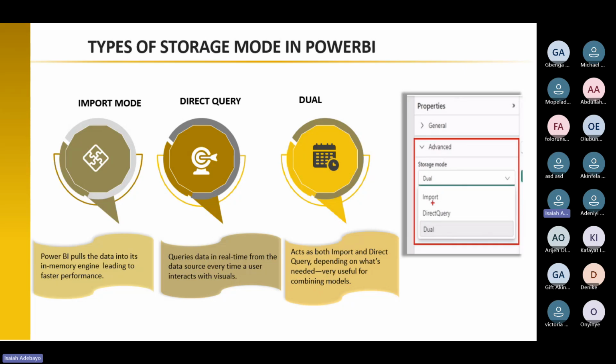So when we talk about import mode, we are just talking about pulling your data into your in-memory engine, leading to faster performance. We'll talk about that later. Then when we talk about direct query, we are talking about querying data in real time from the data source every time a user interacts with the visual. And the third is dual. Dual has to do with a combination of both your import mode and direct query mode altogether.